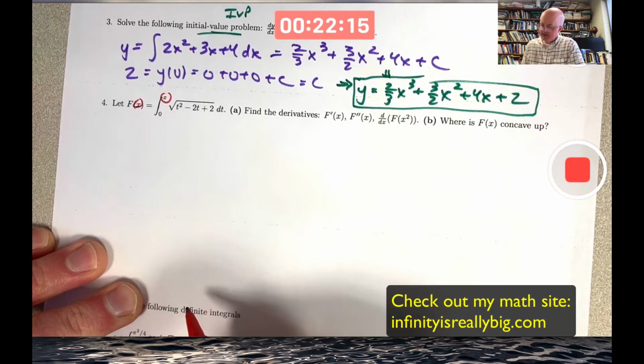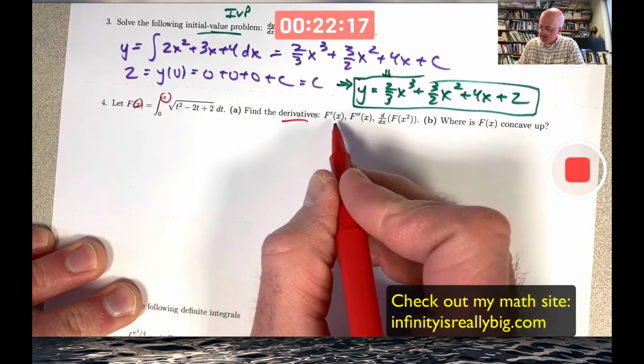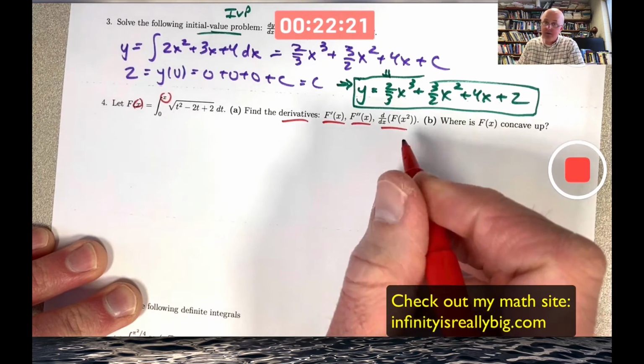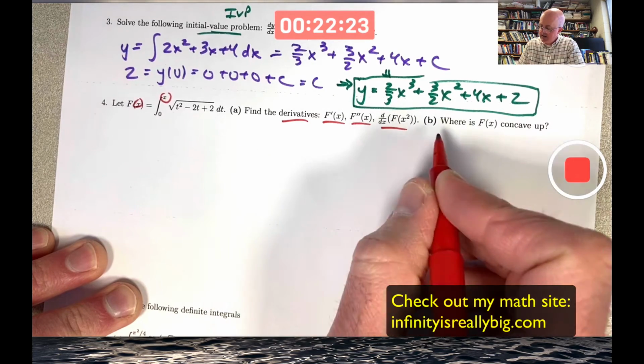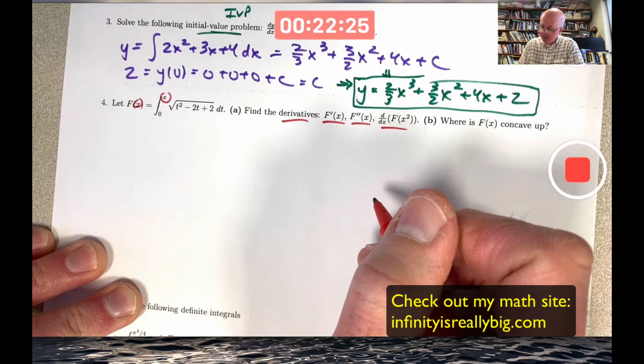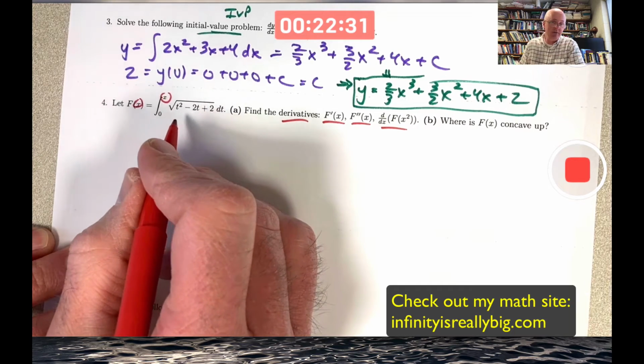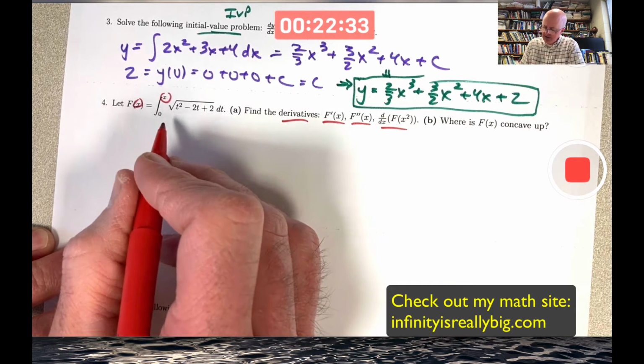Fundamental theorem of calculus is what we need here. Yes, we're finding derivatives: capital F prime, capital F double prime, and this strange derivative, well, we'll think about it. We'll need the chain rule. And ultimately, we're going to need to figure out where capital F of x is going to be concave up. Now, you might wonder, especially with this minus sign there, do we ever take the square root of a negative number here? The answer is we don't.